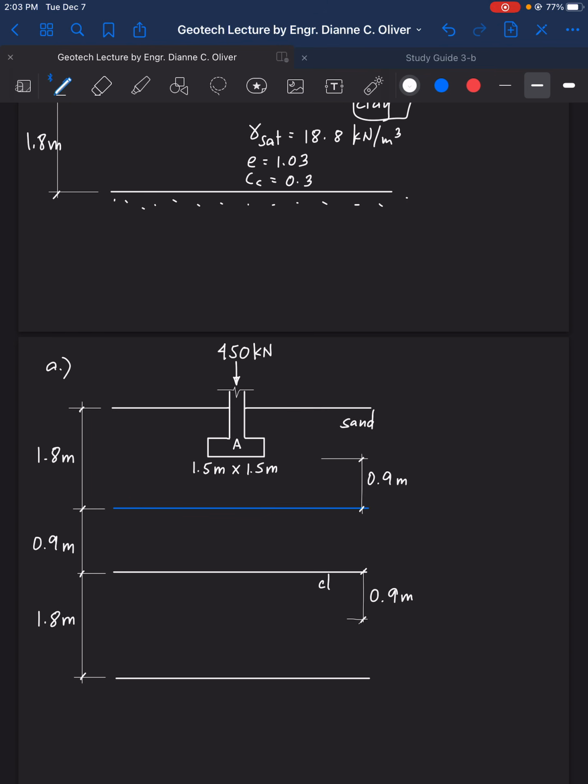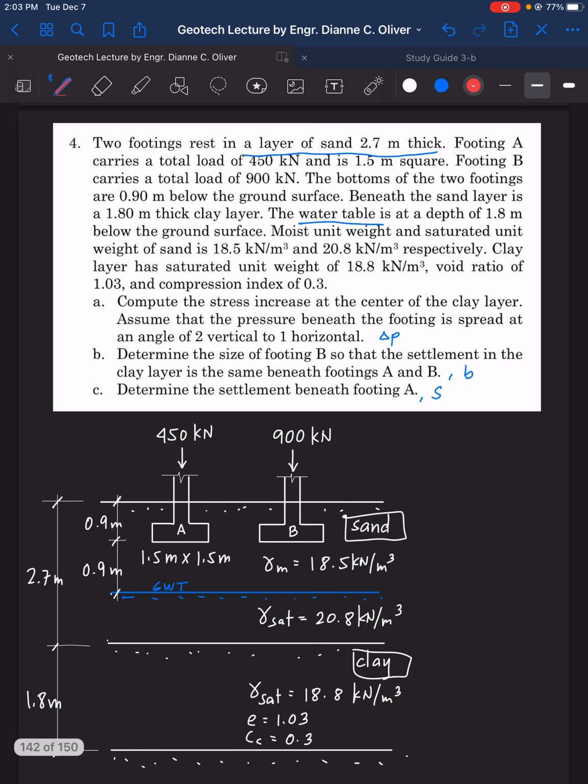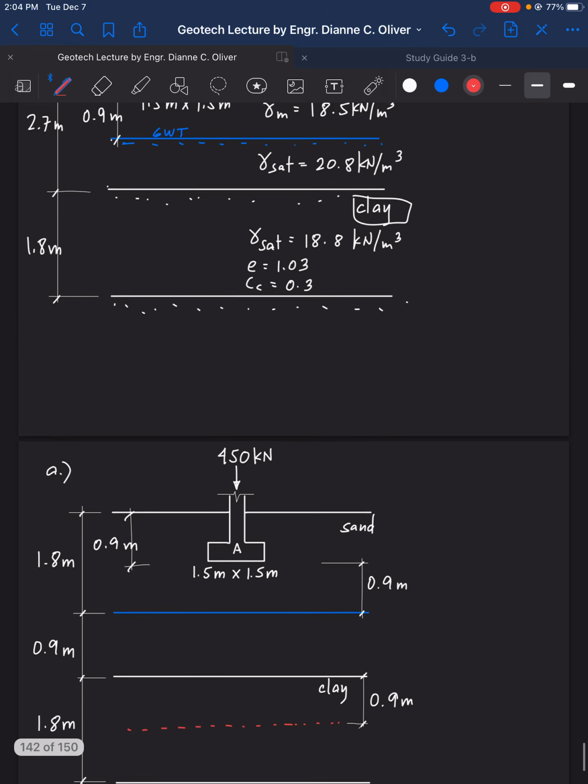And this is our clay. This is our water table. Okay? And remember that this is 0.9 meter. Okay? So we are concerned with the mid-height of the clay at this location. And the spread of the pressure for the footing is 2 vertical to 1 horizontal.